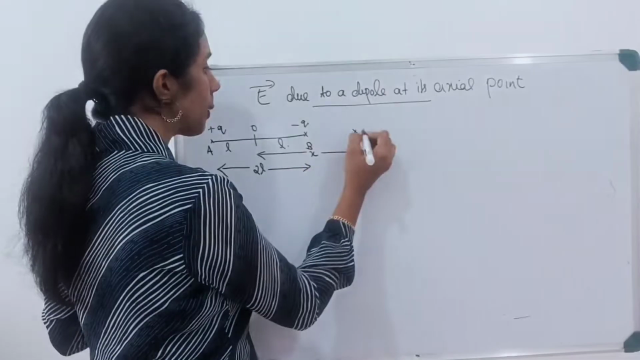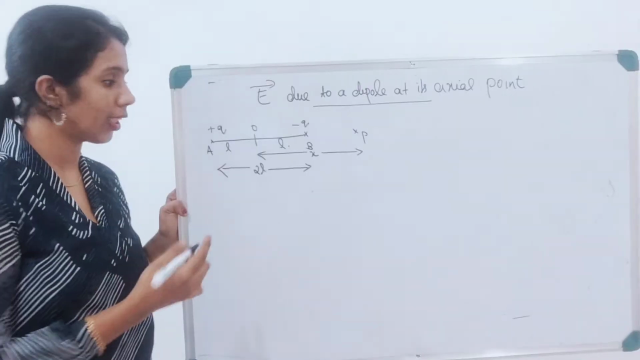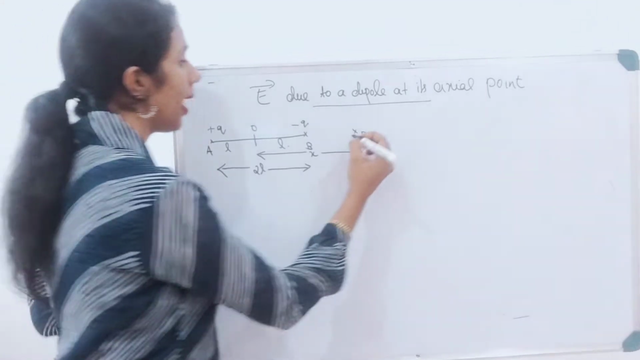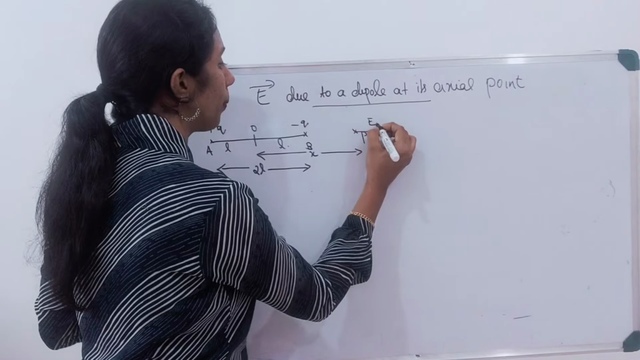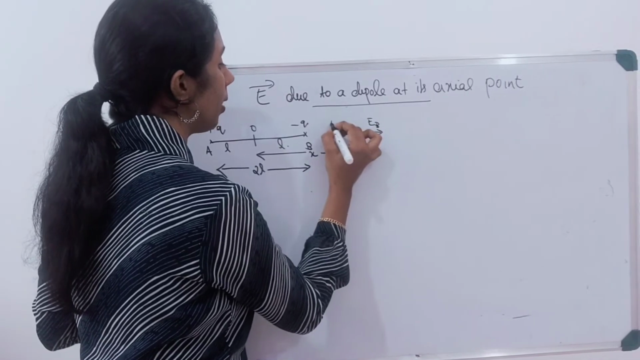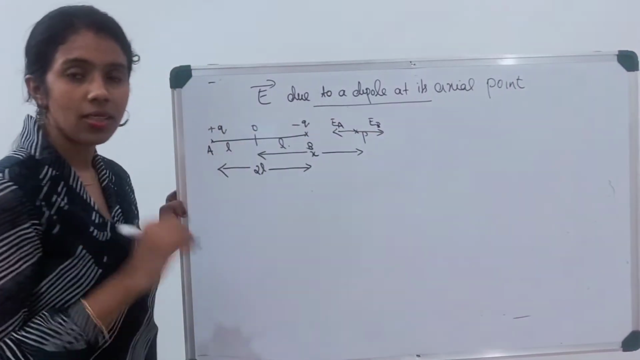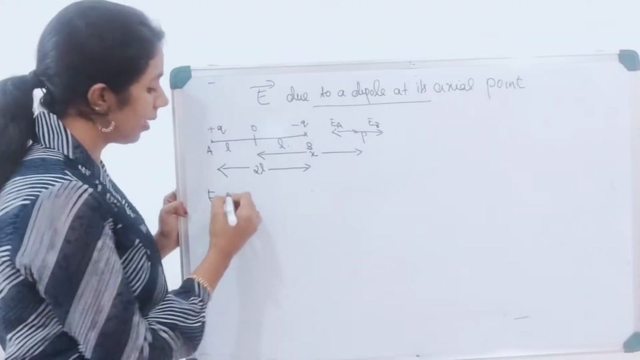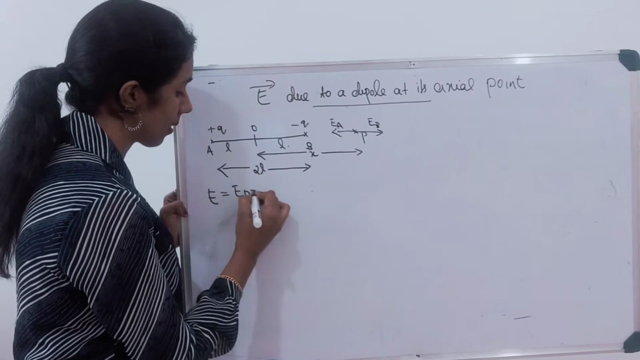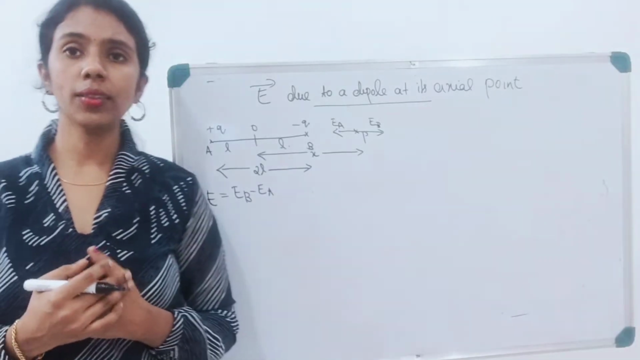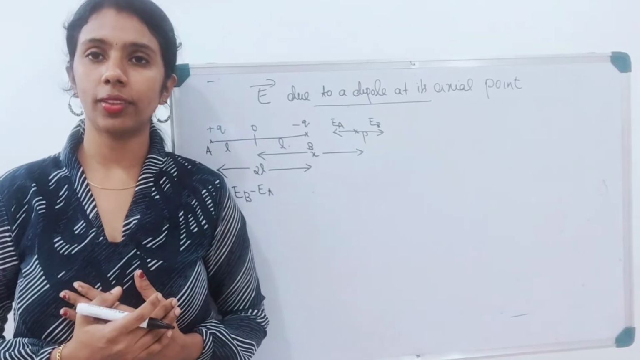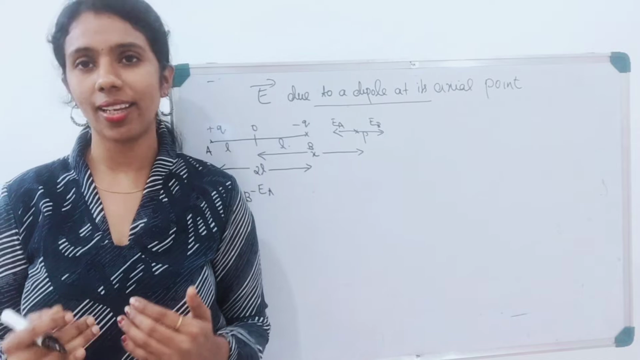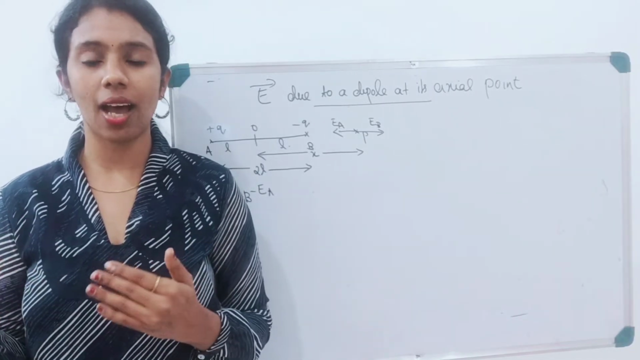Now, this P will have the electric field due to minus q as well as plus q, that is EB and EA. The direction of EB will be along the dipole moment and direction of EA will be opposite to the dipole moment. So the total electric field at P can be written as E. E will be equal to EB minus EA. According to Coulomb's law, the equation for electric field is 1 by 4 pi epsilon 0, the magnitude of charge divided by the square of the distance between charge and the point.